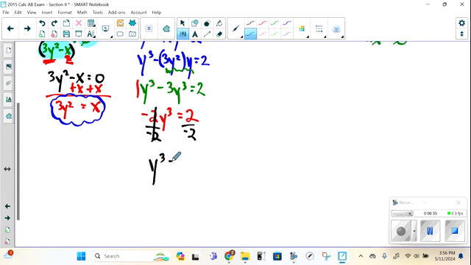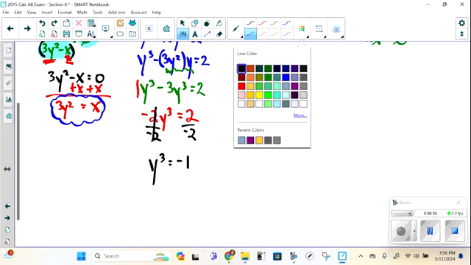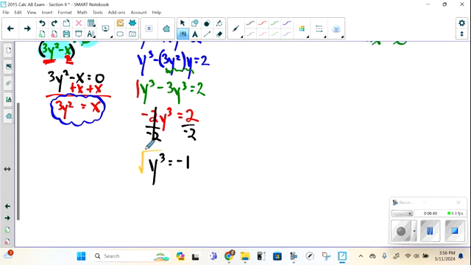y cubed equals negative 1. And now, because I'm fancy, I'm going to take the cube root of both sides. And I know y would equal negative 1. Okay? y equals negative 1. Again, I have the y coordinate. I don't have the x coordinate, do I? Well, what is the x coordinate again? x is 3y squared, isn't it?